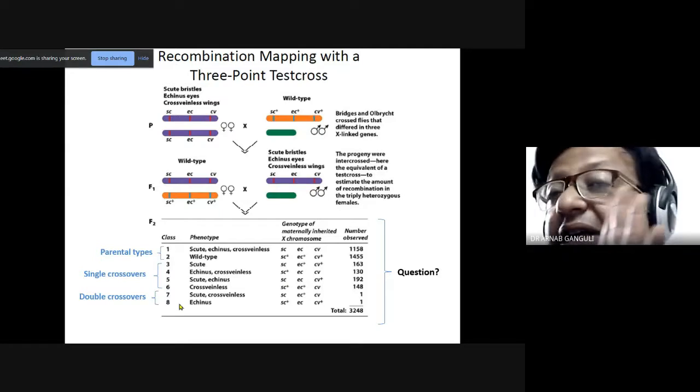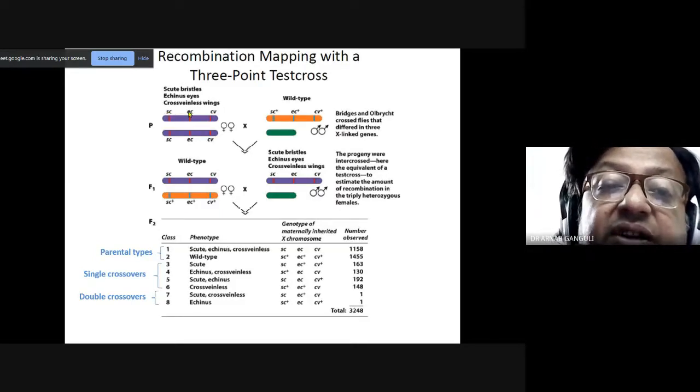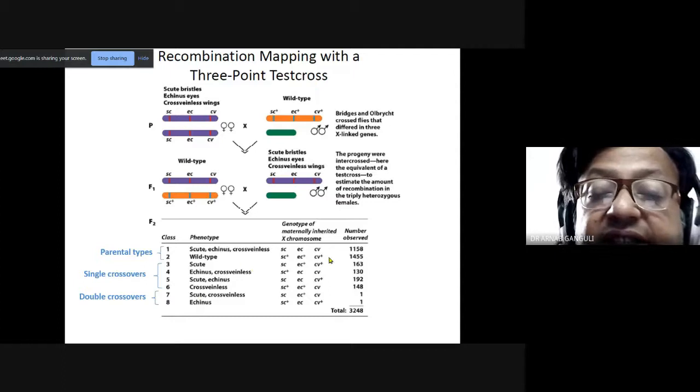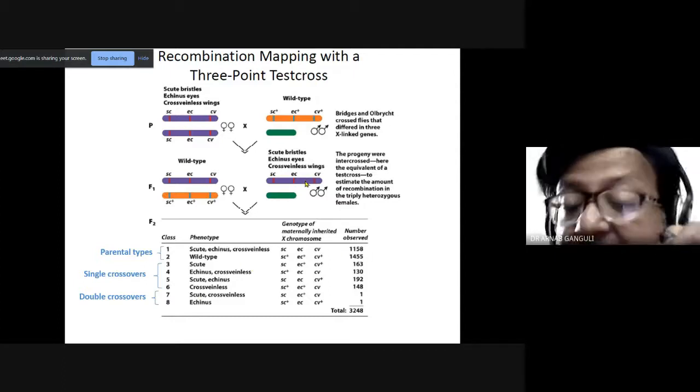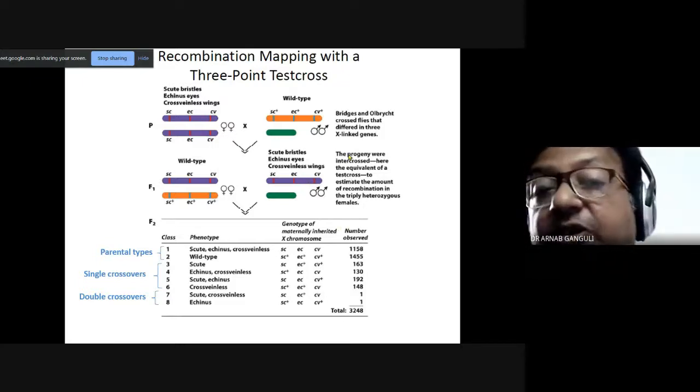You don't know the gene order. Whether SC is over here or EC lies over here, or which is the middle gene. It can be CV. You don't know that. You'll be given only this. Here I've already drawn it for convenience for you people to understand, but in your exam it will not be given.